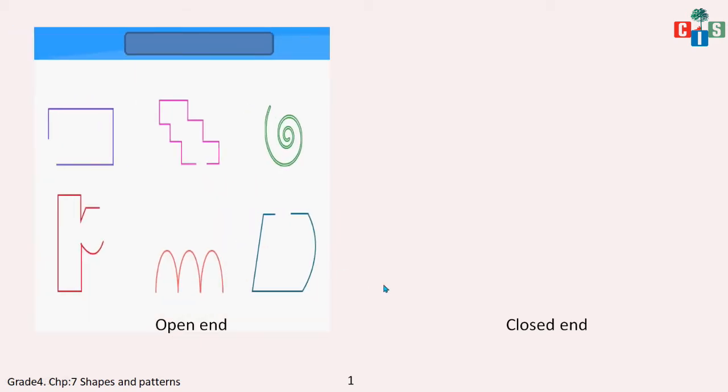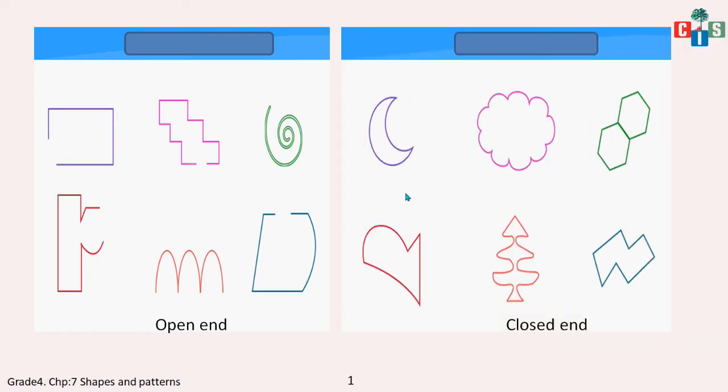The curves which have an open end are known as open curves, and the curves which have a closed end are known as closed curves. Now see in the figure, what's the difference you find between the two? Yes, very correct. In the first figure, all the figures are ending and starting at different points. There is no one common point. And in the second figure, all the figures are closed. They are starting and ending at the same point. So open ends are known as open curves, and the figures with a closed end are known as closed curves.